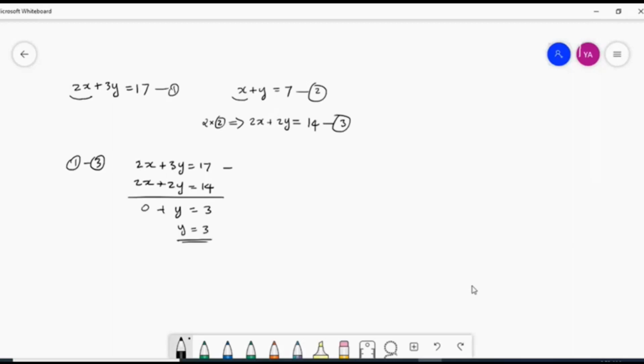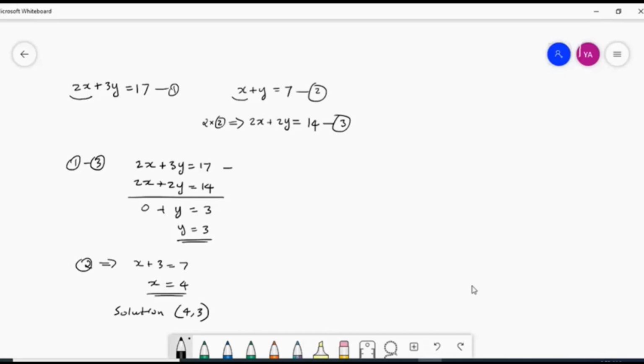Substitute y is equal to 3 in any equation. You can simply put it in equation number 2, that is the simplest equation here. So equation number 2 becomes x plus 3 is equal to 7. So x is equal to 4, since 7 minus 3 is 4. So what is the solution here? The solution is 4, 3. Yes, 4, 3 is the solution for this pair of equations.